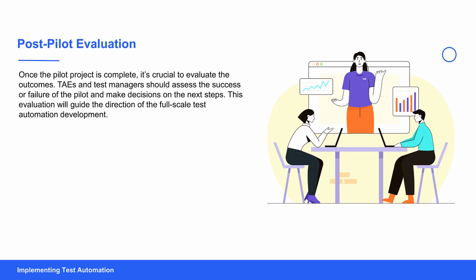Once the pilot project is wrapped up, it's time to evaluate the results. This is where you and your team, especially the TAEs and test managers, take a step back and assess what worked and what didn't. Was the pilot a success? Did it achieve the goals you set out at the beginning? These are the questions you need to answer to make informed decisions about the next steps. Whether it's scaling up the automation efforts or tweaking your approach, this evaluation is critical for guiding the future direction of your test automation strategy.